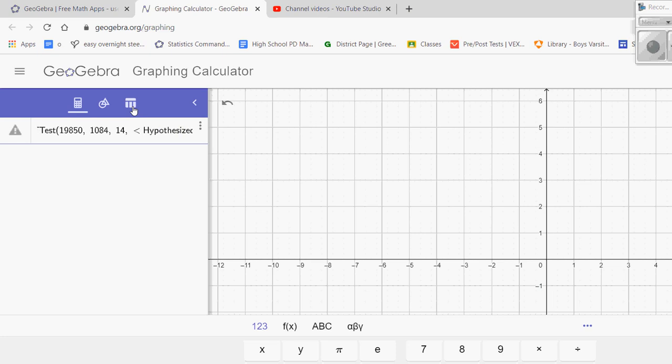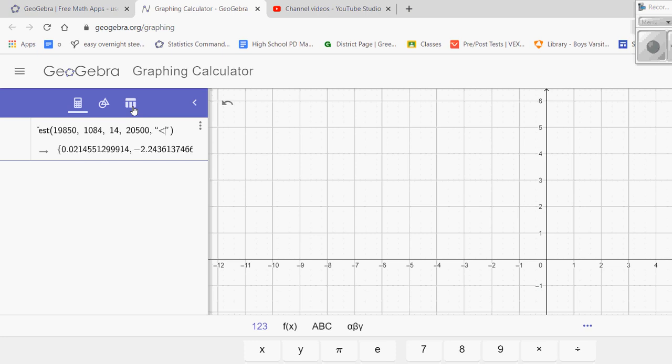My hypothesized mean is my H sub O, that number, which is 20,500. And then my tail. My tail is going to be a left-tailed test. The important thing you have to remember, though, is you have to put the quotes in. If you just put in the greater than or less than or equal to sign, it doesn't work. So I have to put in that sign.